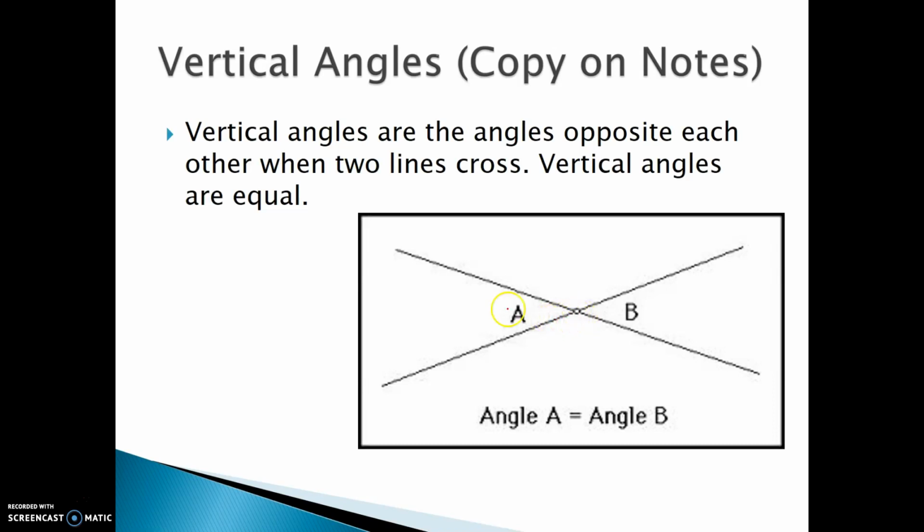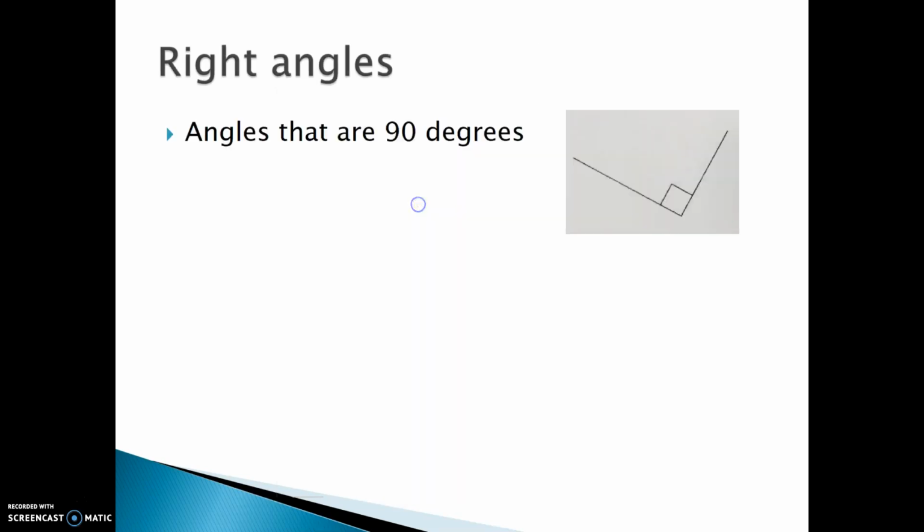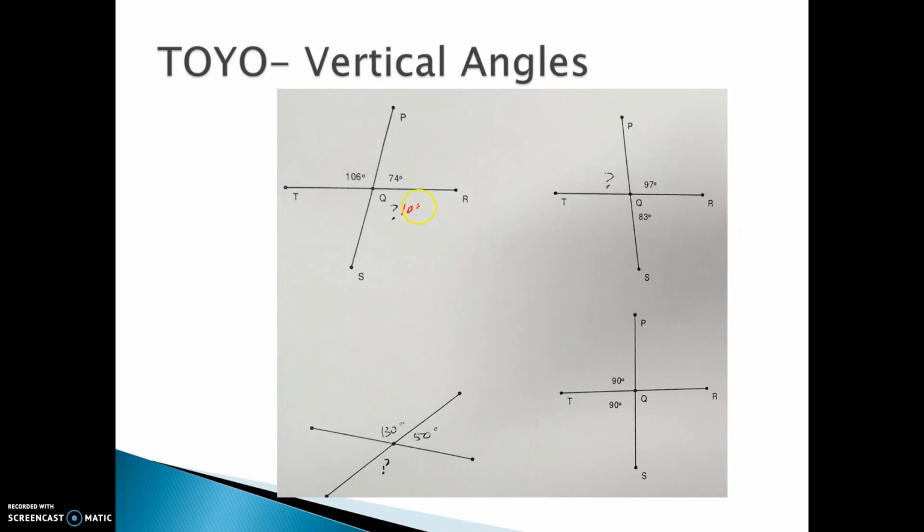So when I have two lines crossed, like I have in my picture here, angle A is equal to angle B. So let's take a look at what's on your page. What that means is when I'm looking at this question mark, for example, or angle Q right there, I look at the vertical angle across from it, which is 106 degrees, and I can conclude that this angle is also 106 degrees. And because of the same property, this angle right here is 74 degrees.